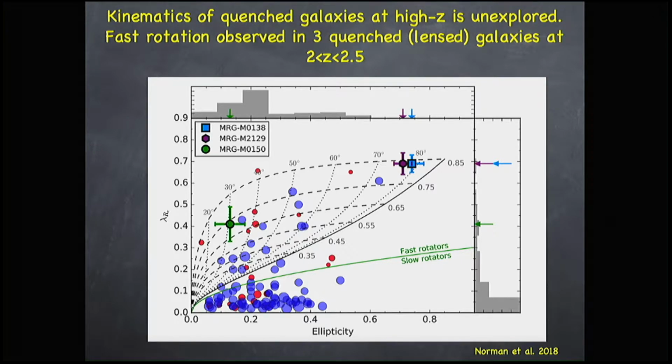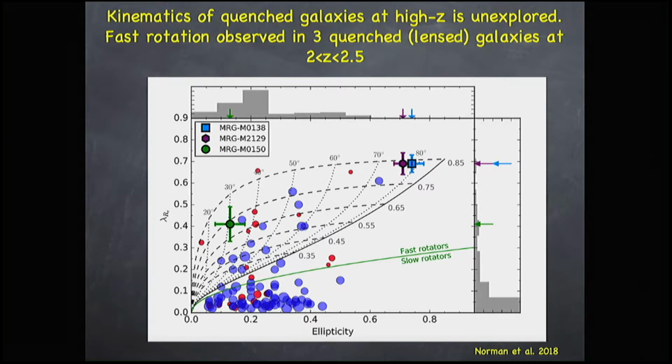So today's spheroids, there are fast rotators and slow rotators for sure, but their V over sigma is much less than that of spirals. What is the situation at high redshifts, exactly in the aftermath of quenching? Well, the measures are really difficult because we have to do kinematics using absorption features. The galaxies are dead, there are no emission lines, spectroscopy is very, very hard. This is pushing the limits of the largest telescopes we have.